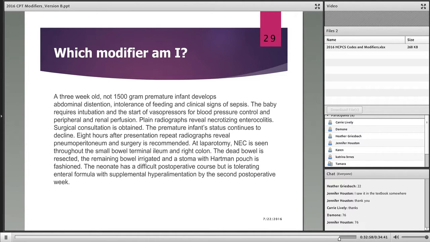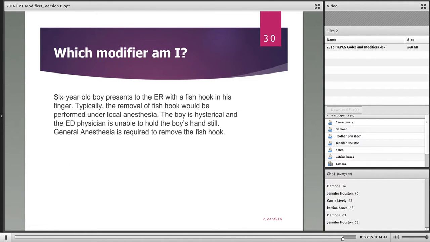All right, next up. A 3-week-old, 1500-gram premature infant develops abdominal distension, intolerance of feeding, and clinical signs of sepsis. I'm going to stop there because the first sentence tells it all. Which modifier is this? 63 is correct. And the last one for tonight.